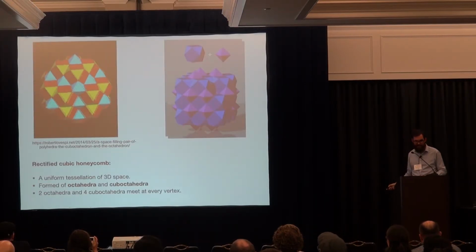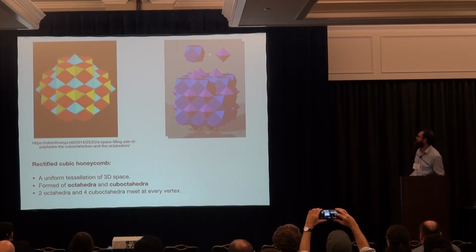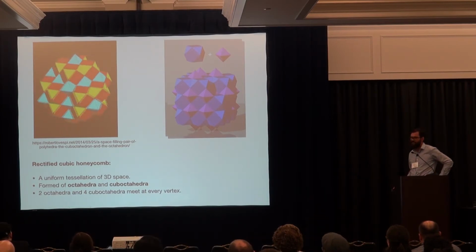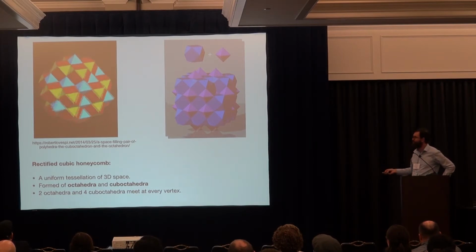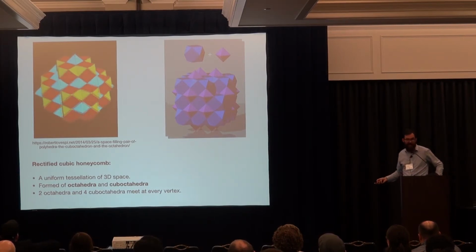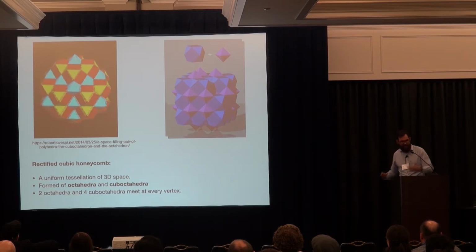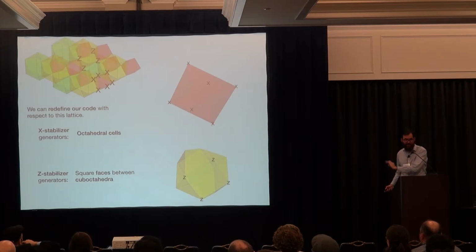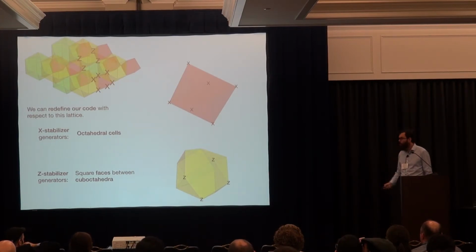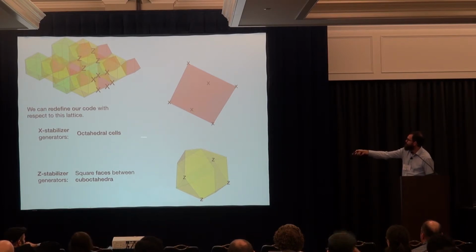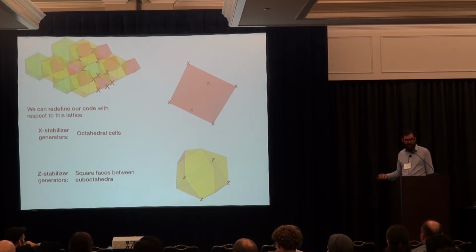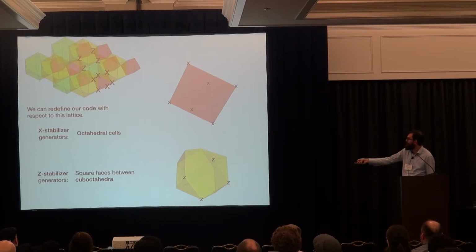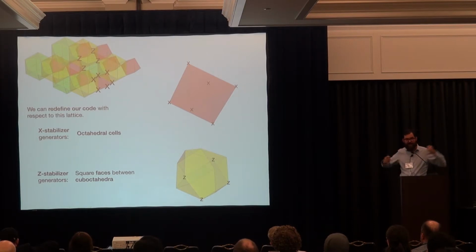So what does this thing look like? Well, here's a 3D visualization of it. And you can see this lattice is made of a combination of octahedra and cube octahedra. 2 octahedra and 4 cube octahedra meet at every vertex. And the qubits are now living on the vertices. So how are our stabilizer generators described in this new language? Well, we can associate our X stabilizer generators with the vertices around an octahedral cell, whereas our Z stabilizer generators are now associated with the square faces between pairs of cube octahedra.